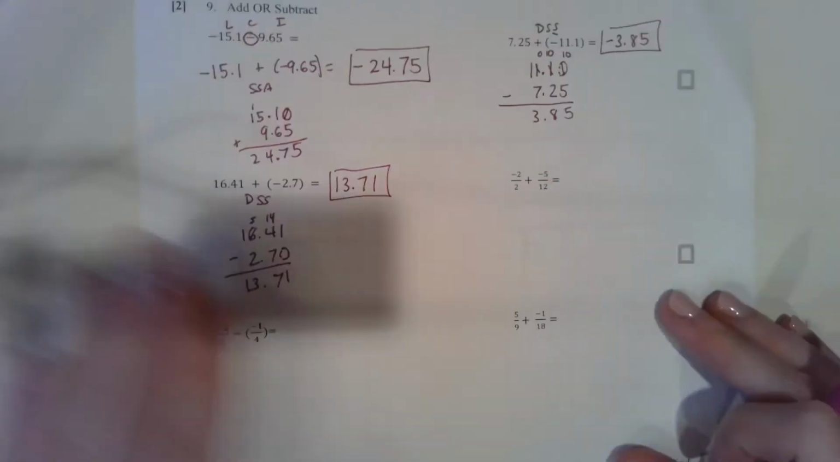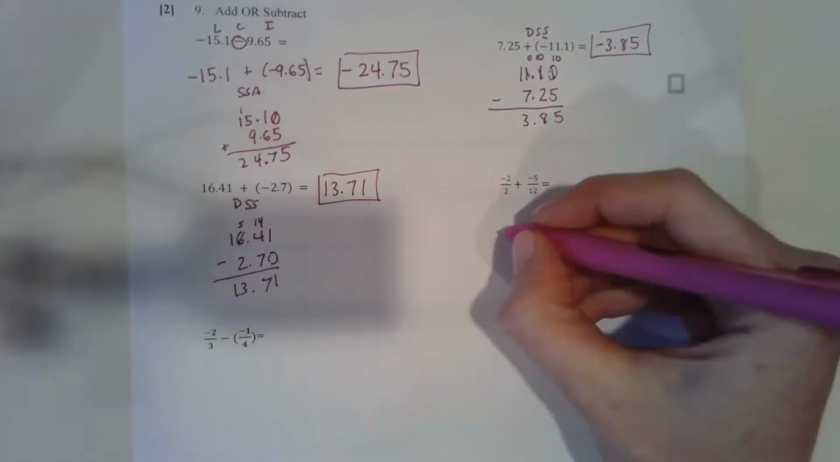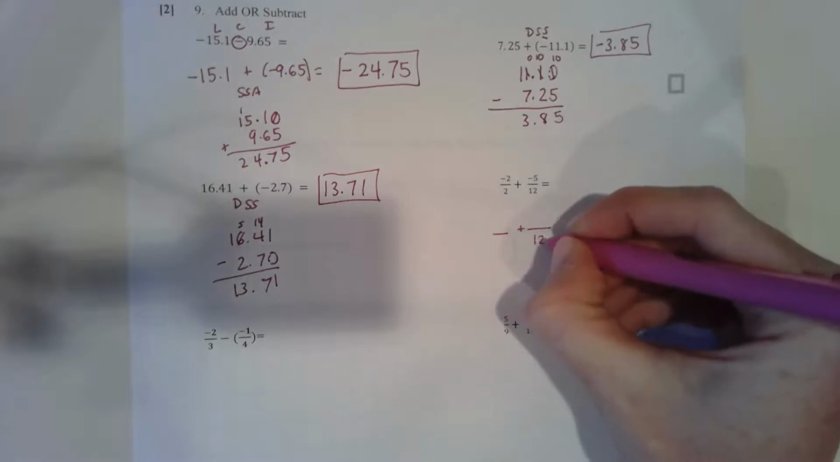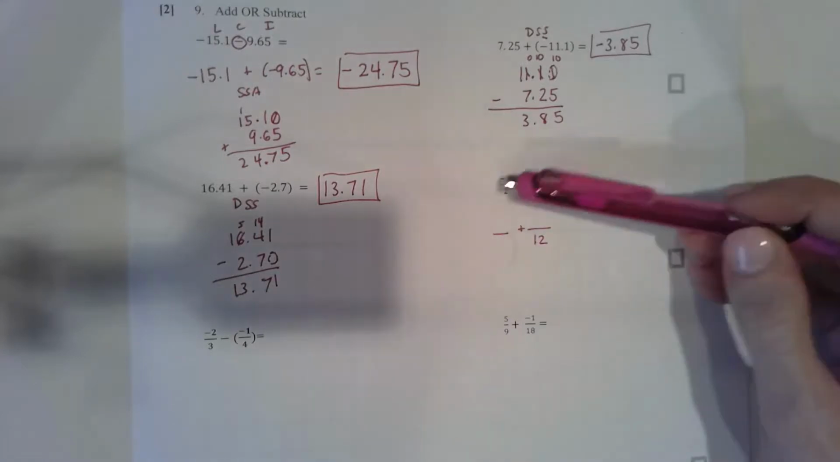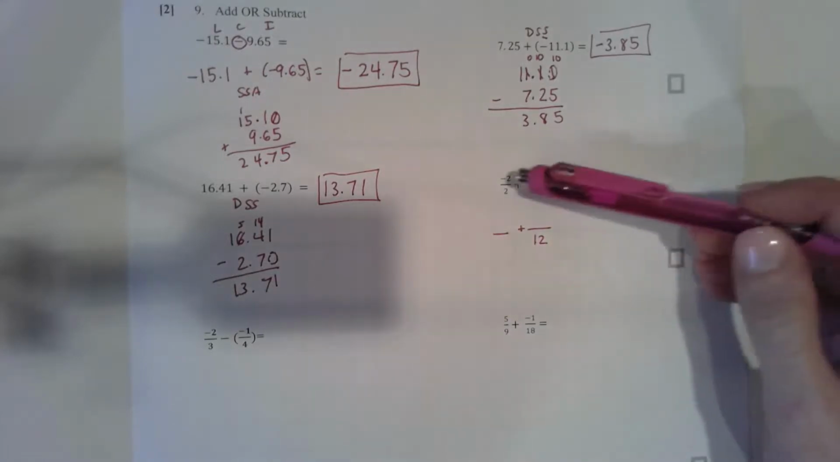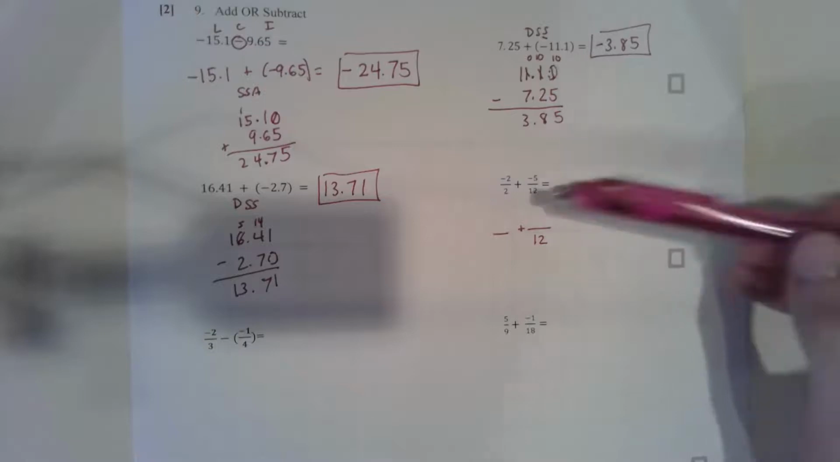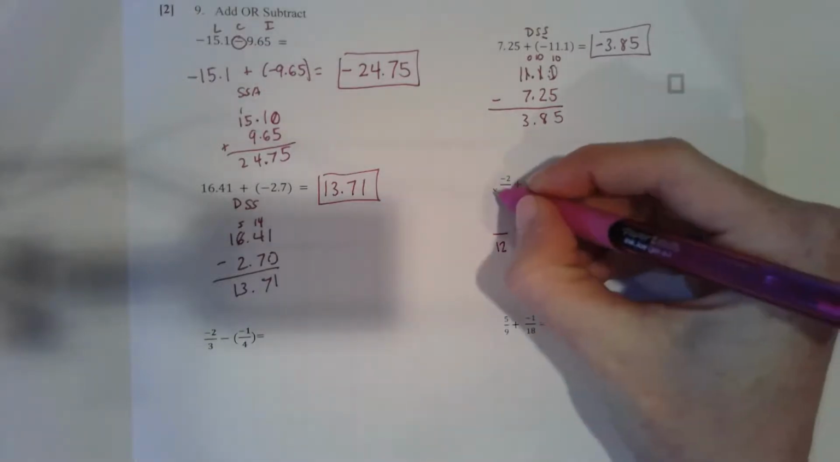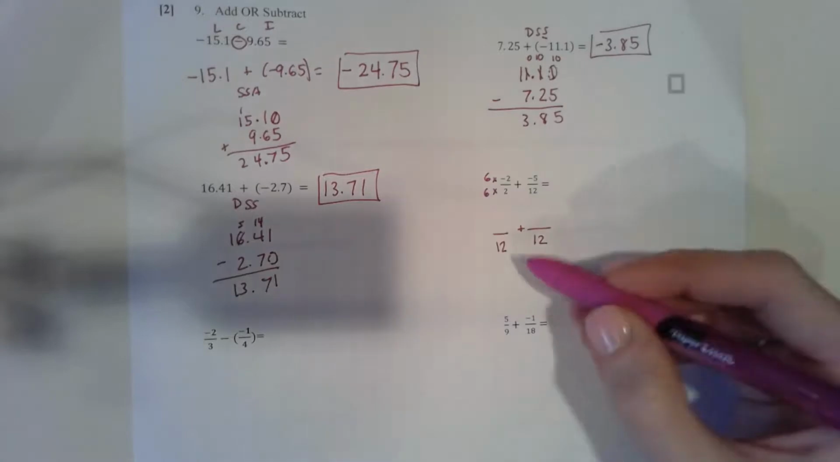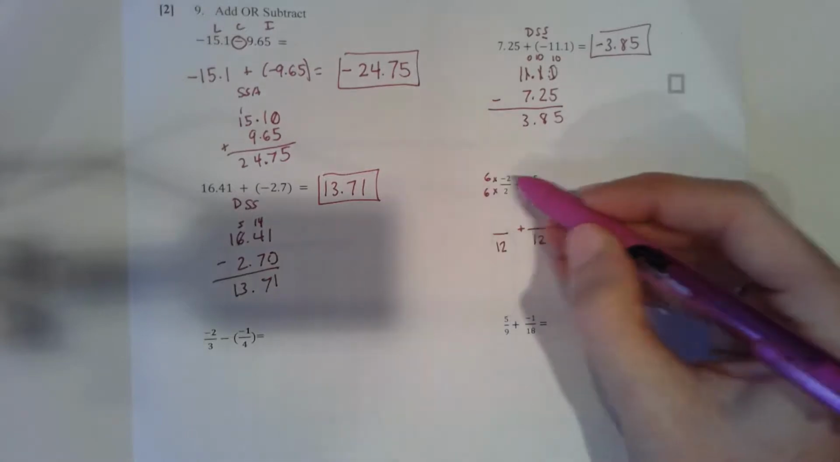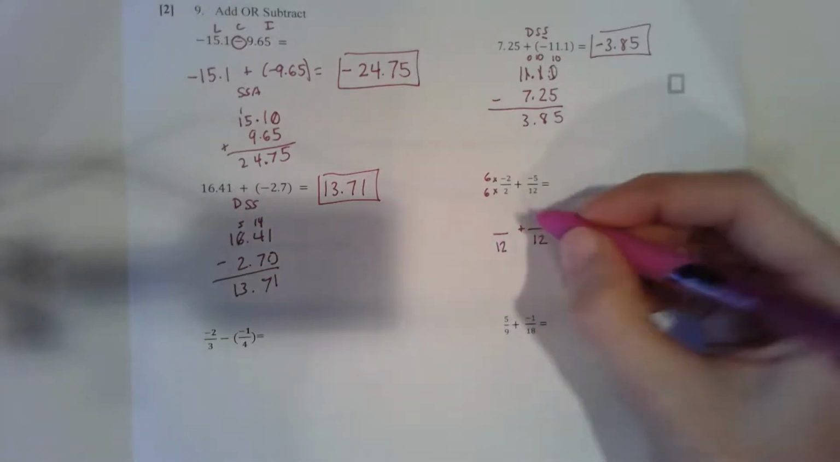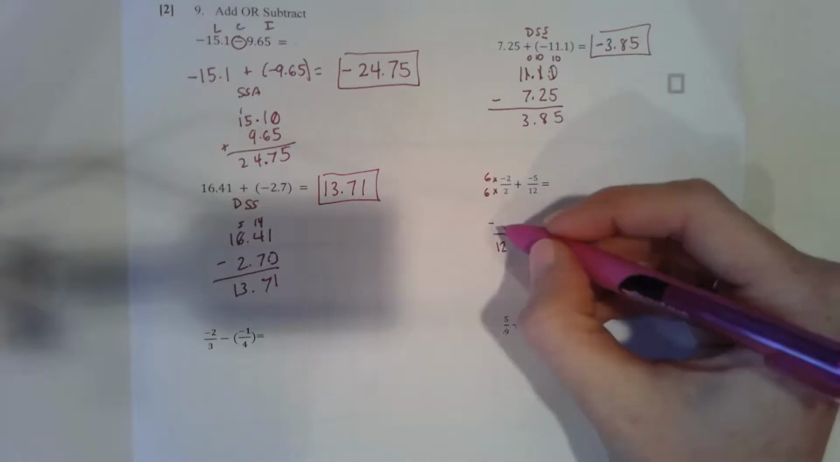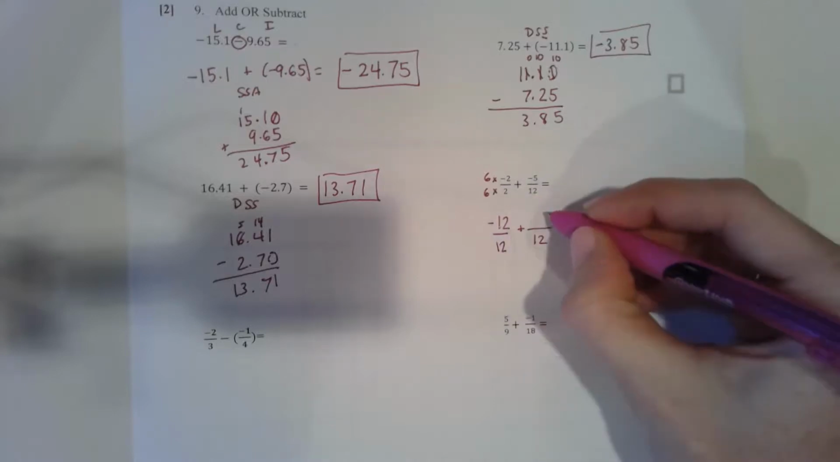This time I actually have to make common denominators. I like to first check to see if 2 can be made into 12, like the smaller number can be multiplied by something to make the bigger number, and it can. I have to multiply 2 times 6 to get 12. So then I also have to multiply the numerator by 6 to get 12, and that would get me negative 12 and negative 5.